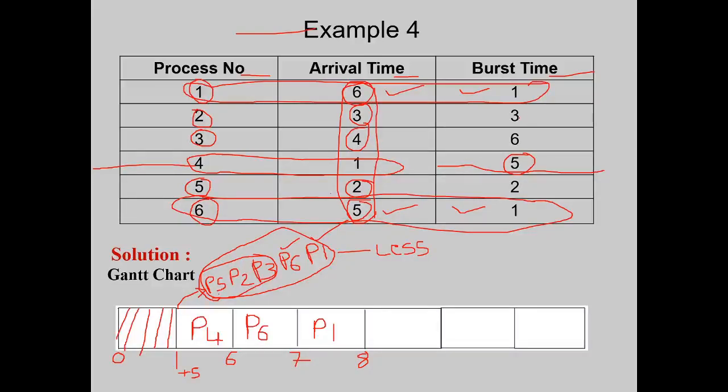Okay. Now which we have next less burst time, that is process P5. So allocate the CPU for process P5. How many units? 2 units it is going to take, that is 8 plus 2, 10. Then next less burst time is process P2.